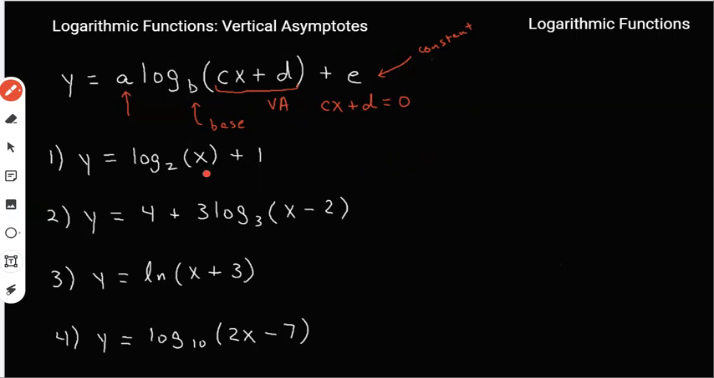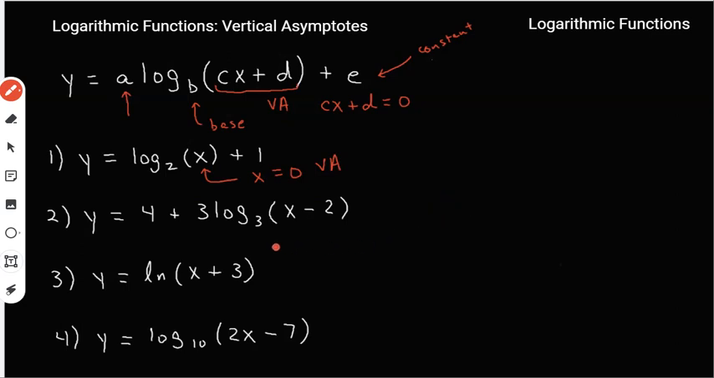Let's try this first one. I have an x right here, so I take it out, I set it equal to 0, and I'm done. There's nothing else that I have to do. X equals 0 is going to be the vertical asymptote.